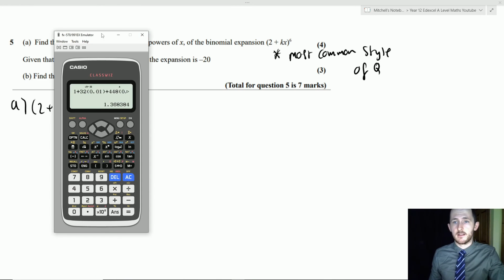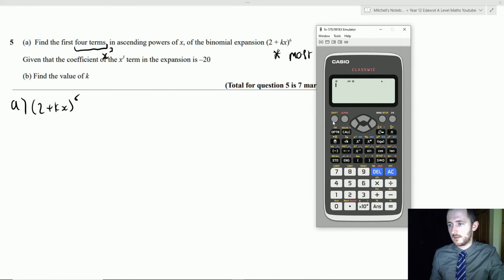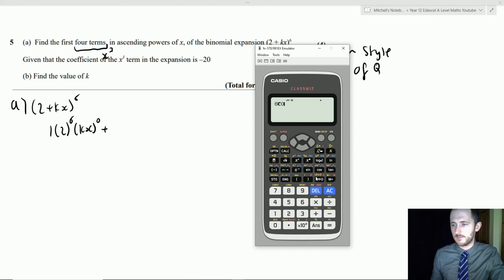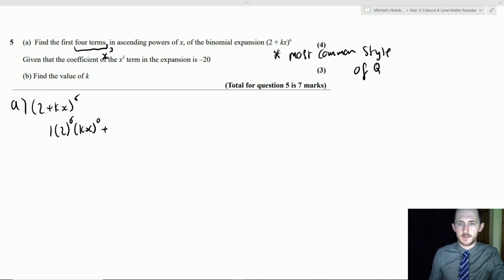Once again, what is the power? The power is 6. What position am I in at the moment? I'm in position 0, and it's a 1. I'm absolutely shocked. And it's ascending power, which means we're starting with 2 to the power of 6, kx to the power of 0. Do that to 1, 6.